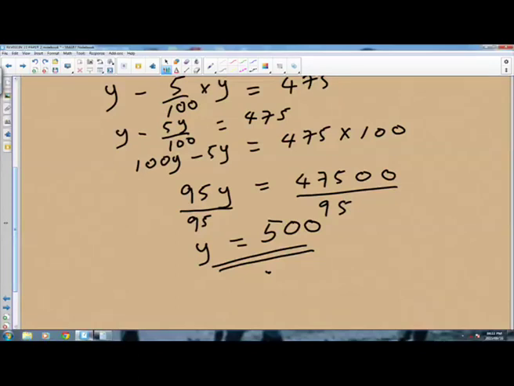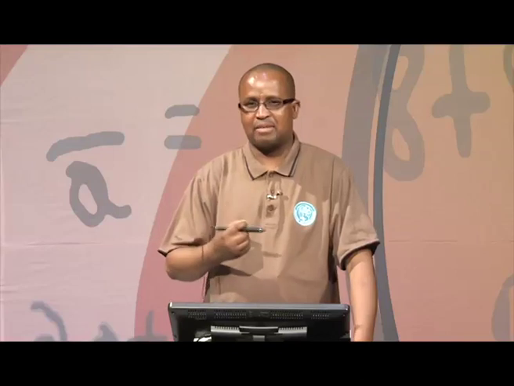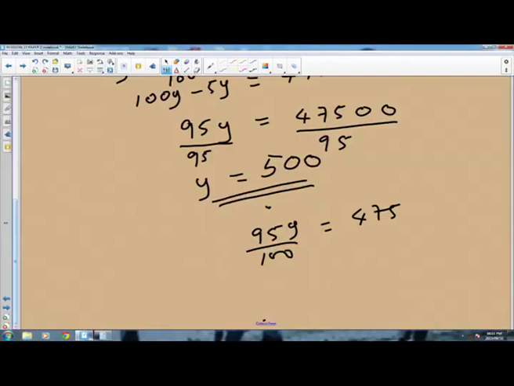And remember, this is not the only way to work this question out. You can as well work out the 95% of y equals 475. All that we are going to have is 95y divided by 100 equals 475. And then where does the 95 come from? If we don't decrease or increase the number of students, it will be 100%. But because we are decreasing them, it's going to be 100 minus 5, giving us 95. So it will be 95y over 100 equals 475.